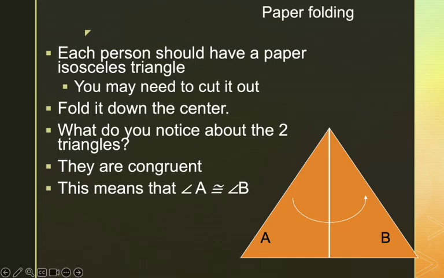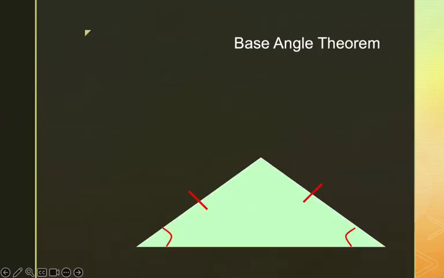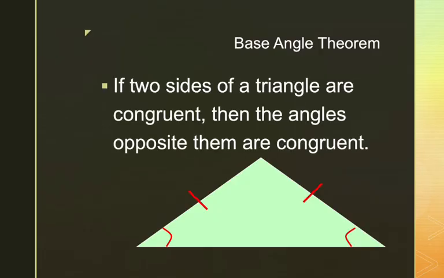This means that the angle A and angle B, you just marked that, and you already glued that into your notes. Okay, we're gonna write some notes on top of it. You have a theorem, and you can get out your note sheets if you need to. It's called the base angle theorem.